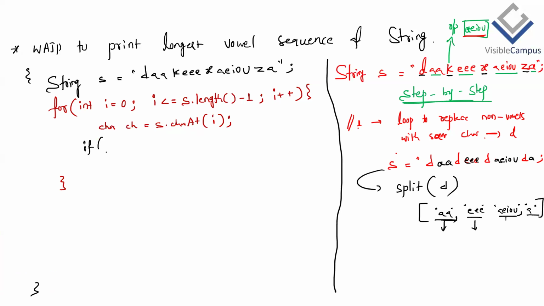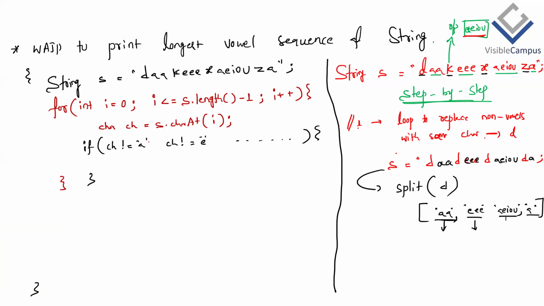If ch double equal to 0 is a vowel, then not equal to a is a consonant. Ch is not equals first vowel, then ch is not equals second vowel. So like this we'll be writing for all. Yeah, I'm not writing. Then how do you connect them?